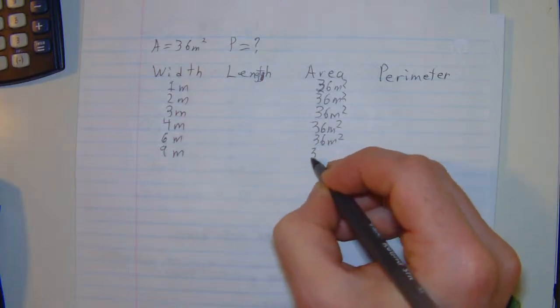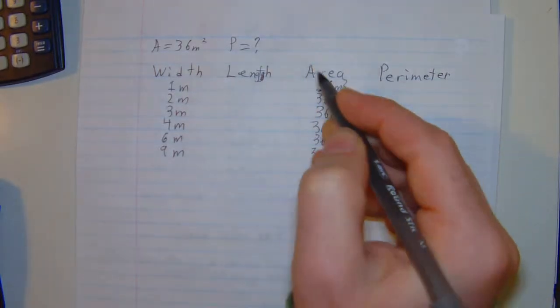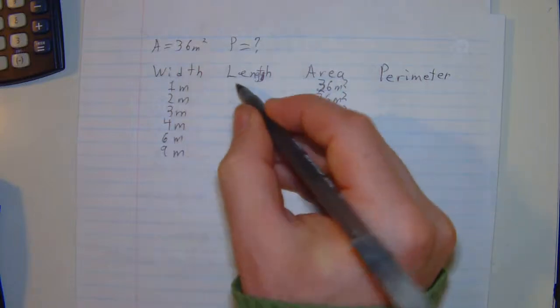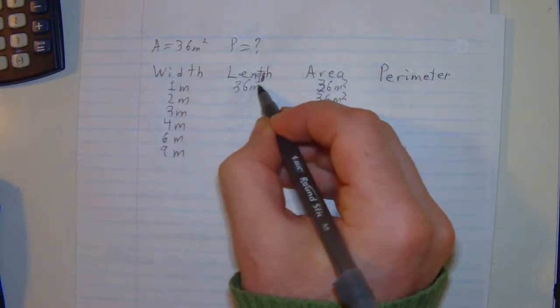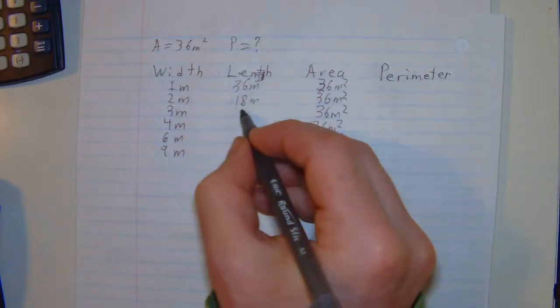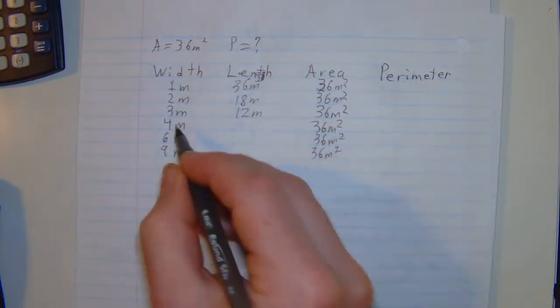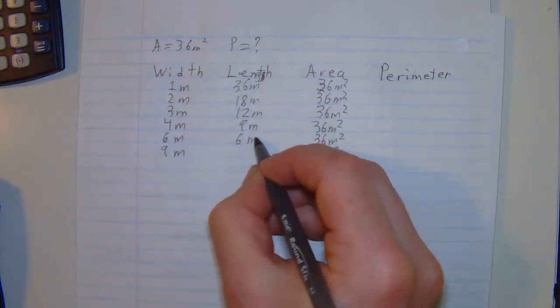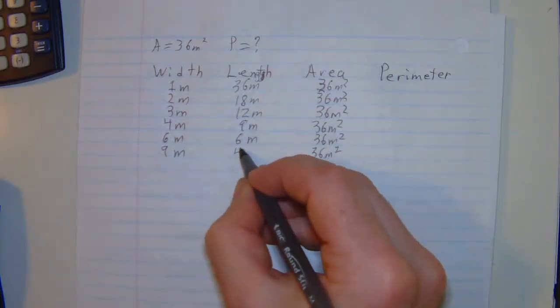And then for our lengths, well, width times length gives area, so area divided by width gives length. 36 divided by 2 is 18. 36 divided by 3 is 12. 36 divided by 4 is 9. 36 divided by 6 is 6. 36 divided by 9 is 4.